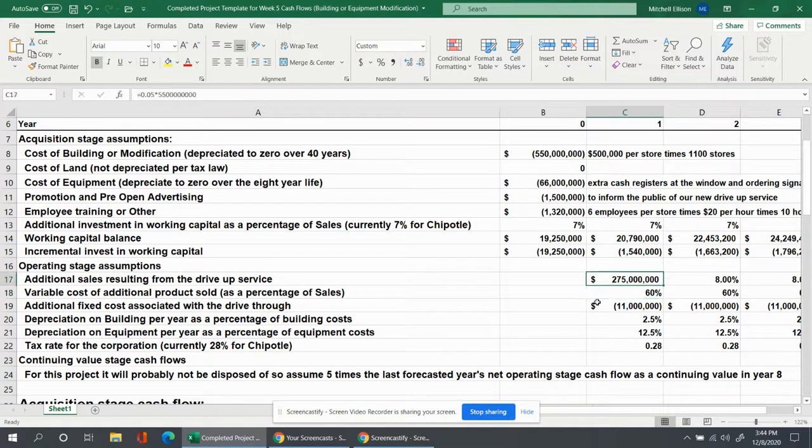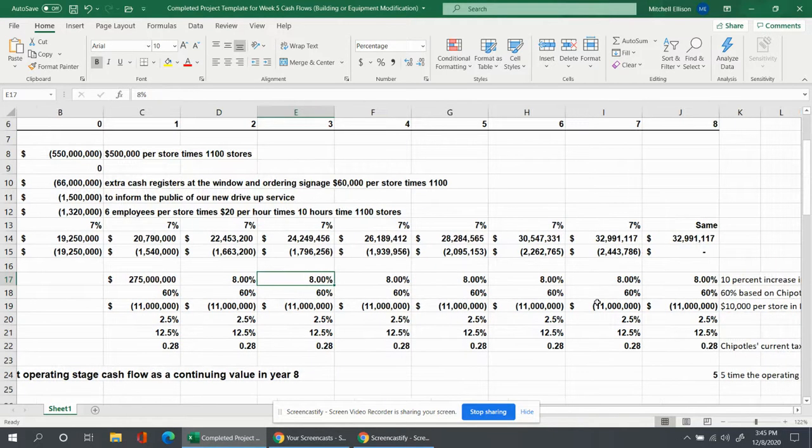And again, what I did here with the additional sales, I failed to mention that a minute ago, is I started it out at 5%, and I have it growing at 8% across the years. 60%, I just left that as constant. In fact, if you go back across the years in Chipotle, they have a pretty good handle on their expenses and their price increases, and that usually does average very close to 60% in any given year.